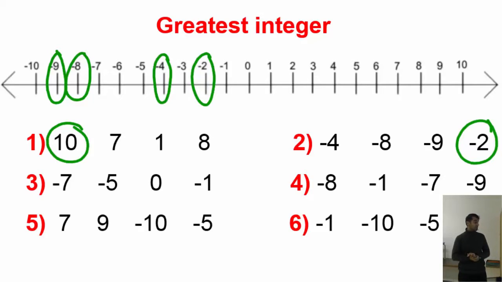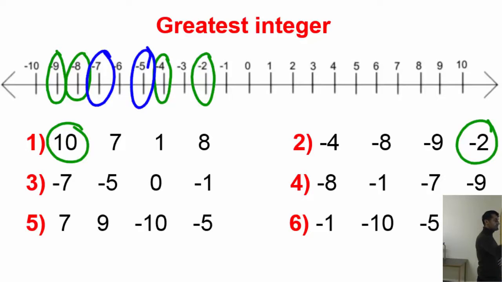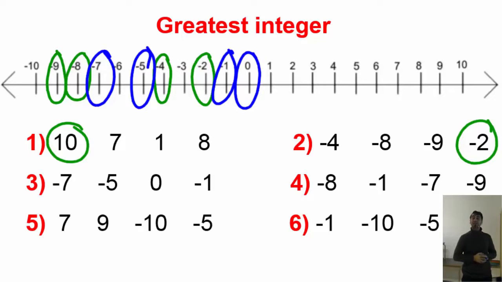Now let's look at number 3. Minus 7, minus 5, 0, and negative 1. Let me use blue color for this. Negative 7 is here, negative 5 is here, 0 is here, and negative 1 is here. Which number is the greatest? 0. In this case, 0 is bigger than any negative number, so circle that.